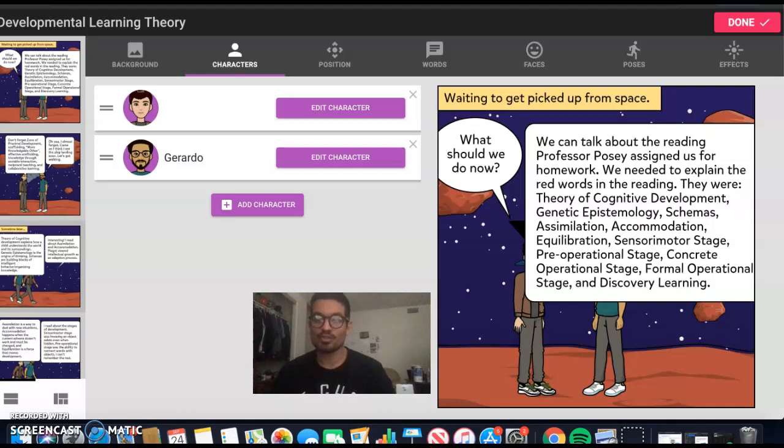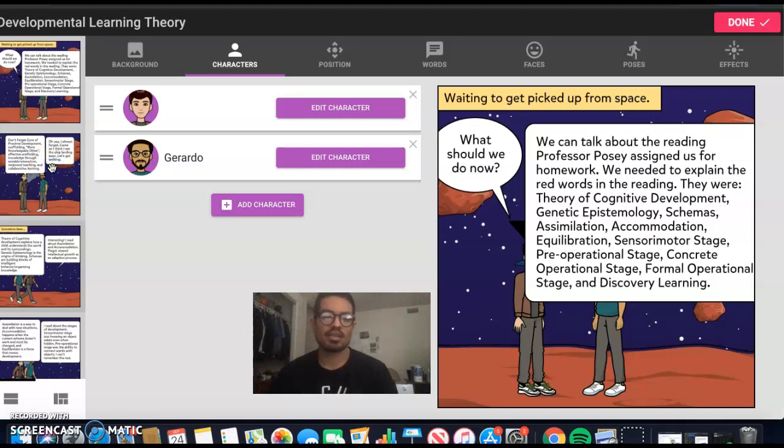So for the first two slides, they talk about the terms that were really important, and as you can see, all of them right here. The first part was theory of cognitive development, genetic epistemology, schemas, assimilation, accommodation, equilibration, sensory motor stage, pre-operational stage, concrete operational stage, formal operational stage, and discovery learning.